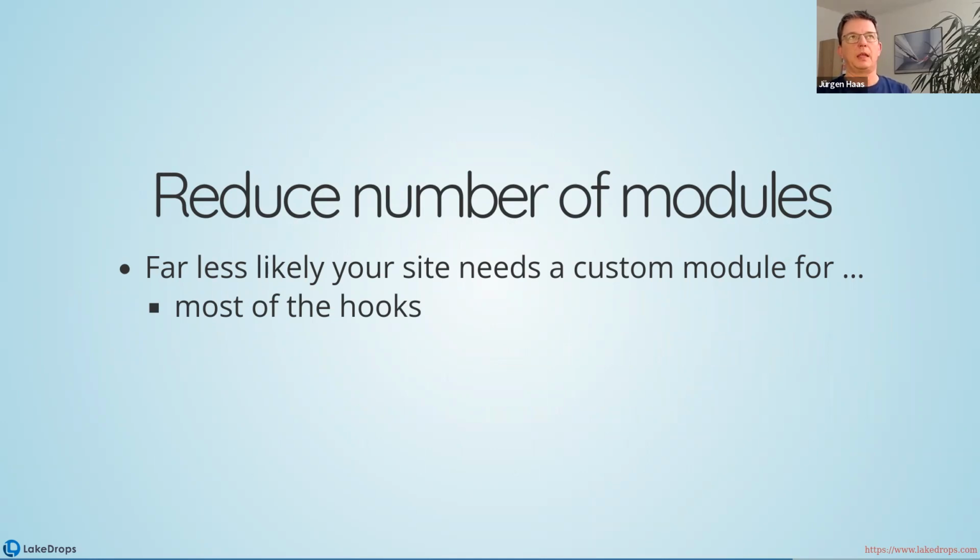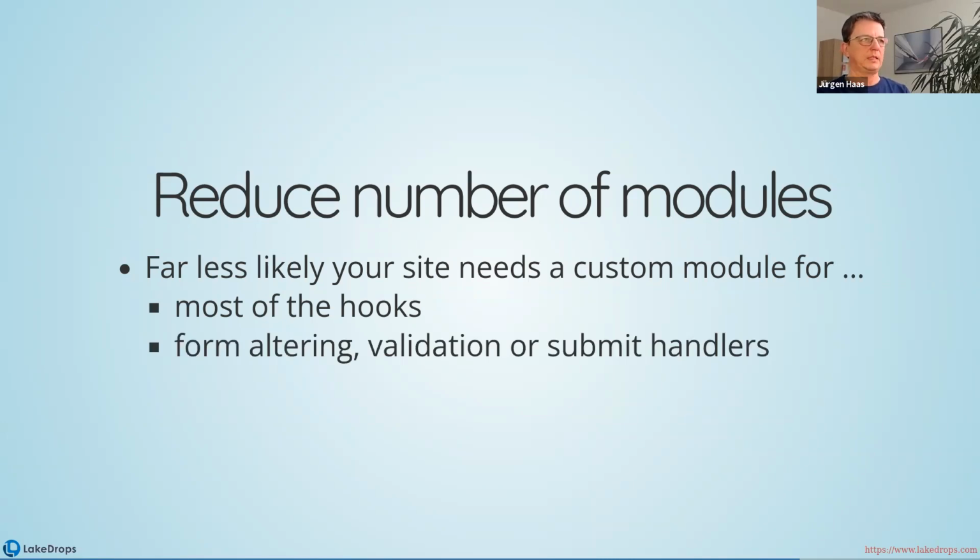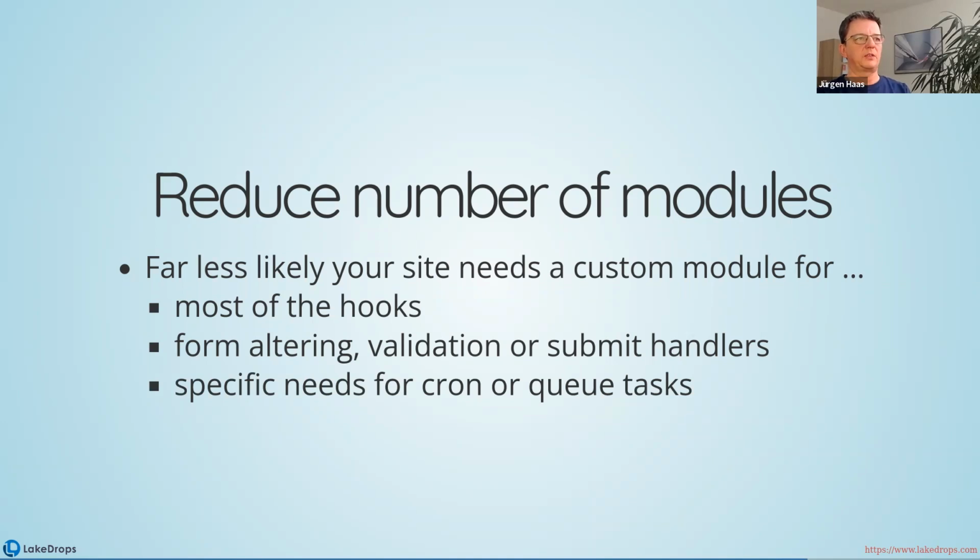In our company, we very often have to write a custom module just because we have to hook into something to modify, let's say, a form, or to validate a form, or to render something in a particular way, or to automatically change an entity field value. We don't have to do that in the future anymore. We just come up with a very simple ECA model for that. Form altering, specific needs for cron and queuing tasks, etc.